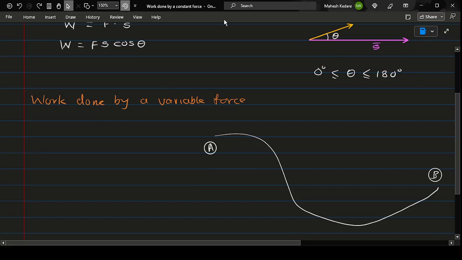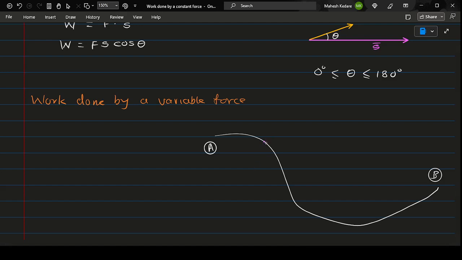At some time, suppose the particle is at this position. As the particle moves from this position to some other position, and if there is a large distance between these two points, by large distance I mean a distance large enough that the change in force as we go from this point to this point is significant, then we don't have a unique value of the force to substitute and obtain the work done as the particle moves from this point to this point.